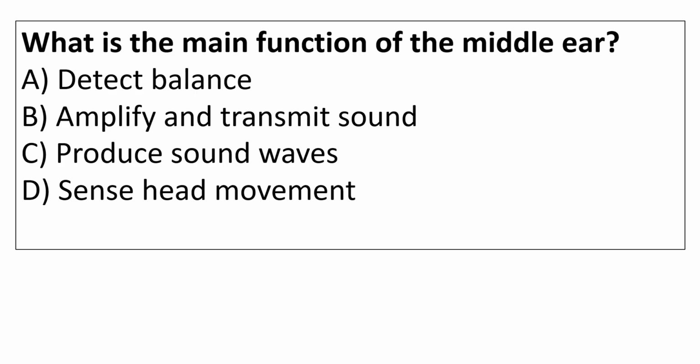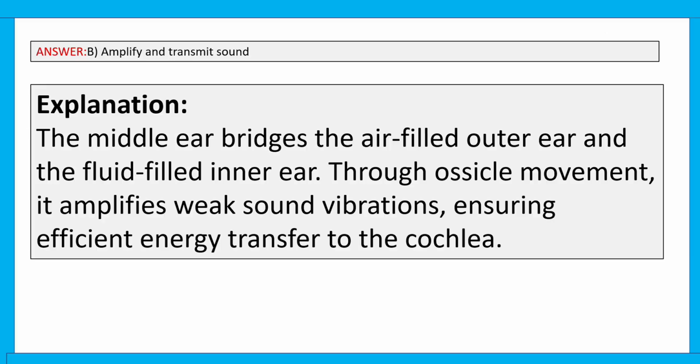What is the main function of the middle ear? Option A, detect balance, option B, amplify and transmit sound, option C, produce sound waves, option D, sense head movement. The right answer is amplify and transmit sound. Explanation: the middle ear bridges the air-filled outer ear and the fluid-filled inner ear. Through ossicle movement, it amplifies weak sound vibration, ensuring efficient energy transfer to the cochlea.